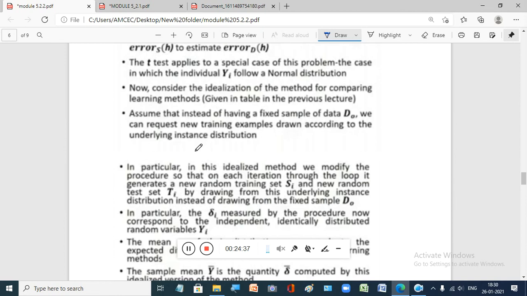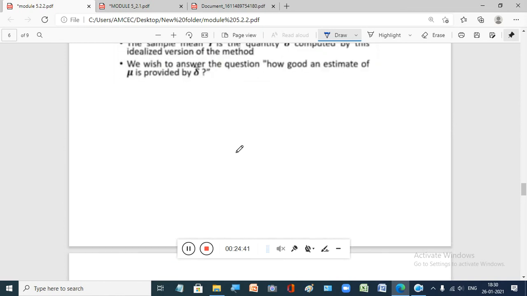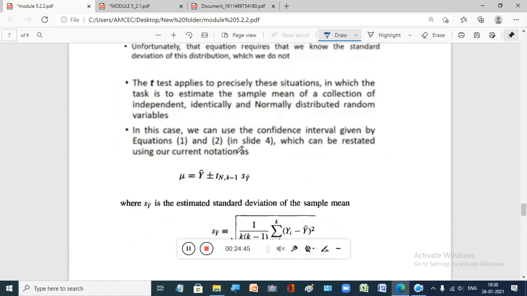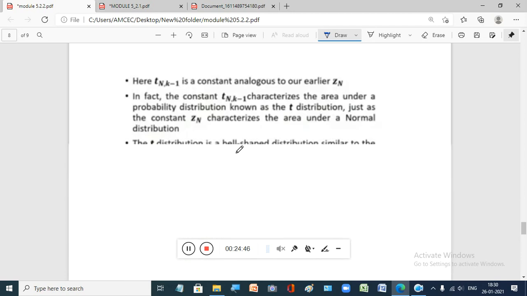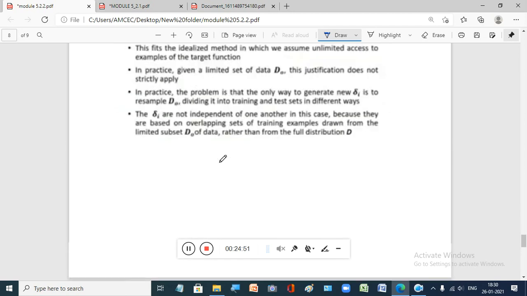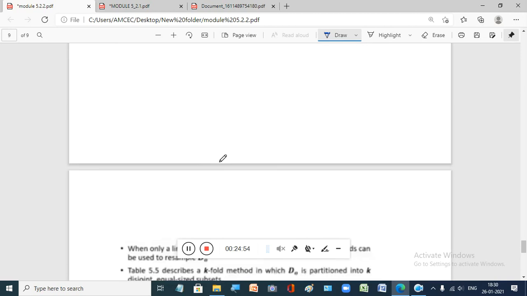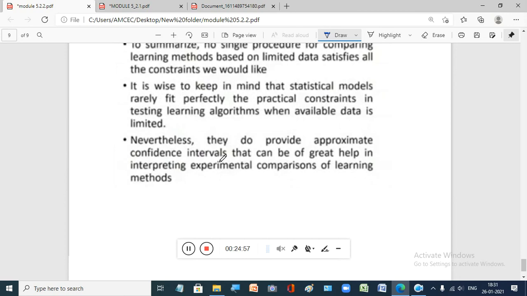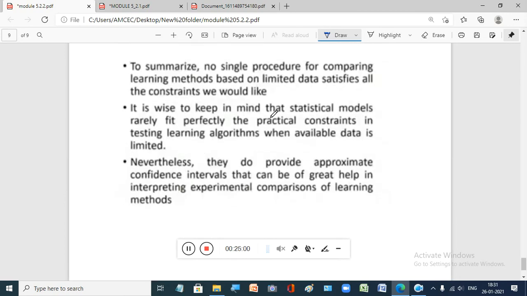And of course, with respect to the examination, you do not need much about the statistical part here. Overall, when we go for comparison of two algorithms, we can see that there is no single procedure for comparing learning methods. We don't have any single way in which you can compare one algorithm with another.